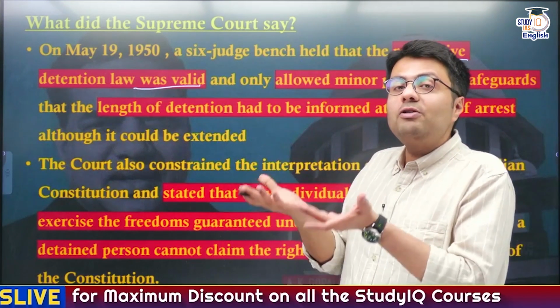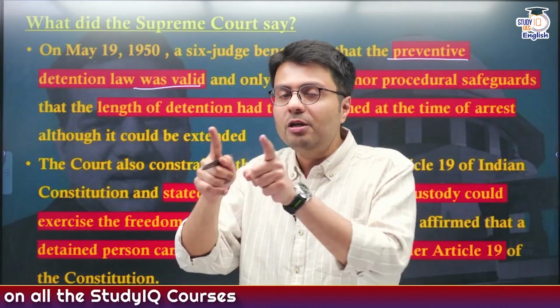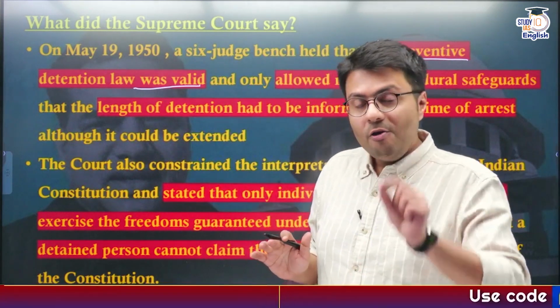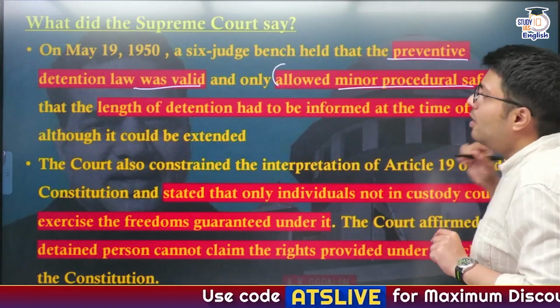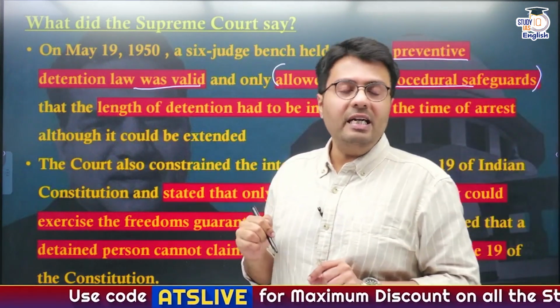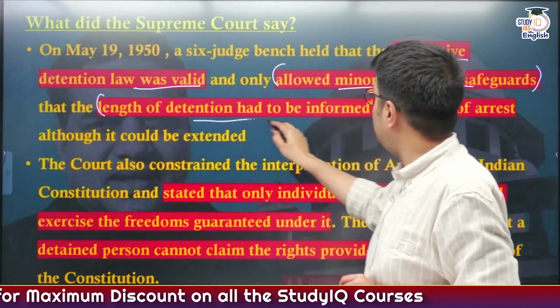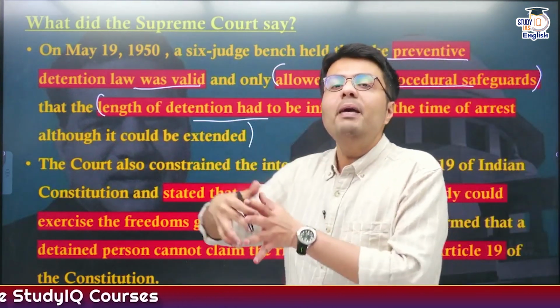And why was it actually a valid law? Because it was passed by the Indian Parliament adhering to certain procedures, which is provided under Article 21. While doing so, it allowed certain minor procedural safeguards to the detainees of the Preventive Detention Act. That is, the length of detention has to be informed at the time of arrest, although it can be extended after that.